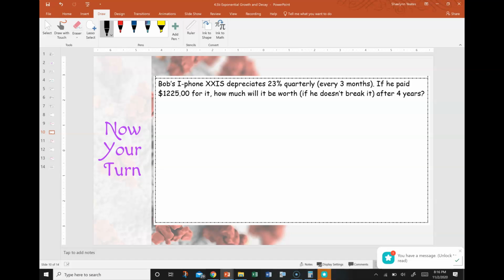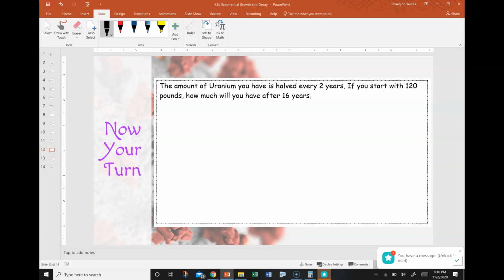Okay, and then if you have an iPhone, whatever that is, and it depreciates 23% quarterly, every 3 months. That's what that means. If you paid that much for it, how much is it worth after 4 years if it doesn't break it? And then this last one, the amount of uranium you have is halved, or cut in half, every 2 years. You start with 120 pounds. How much will you have after 16 years?